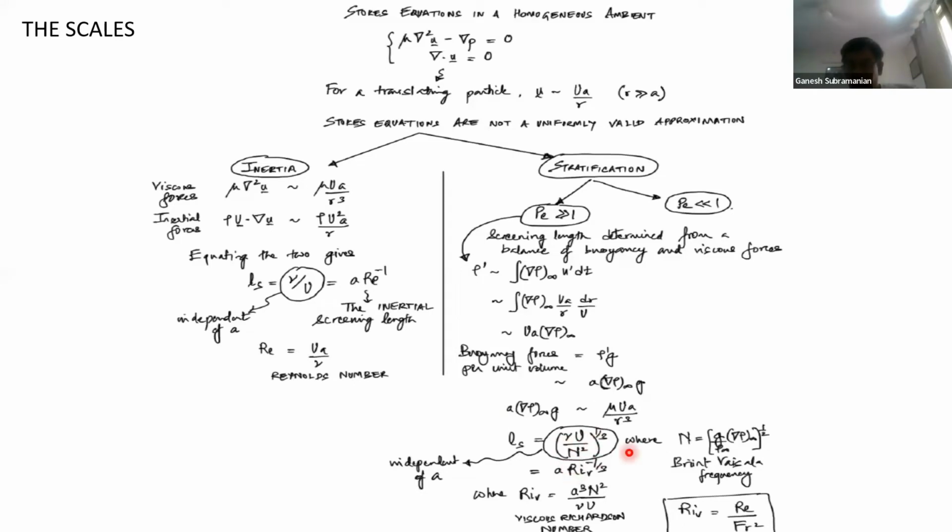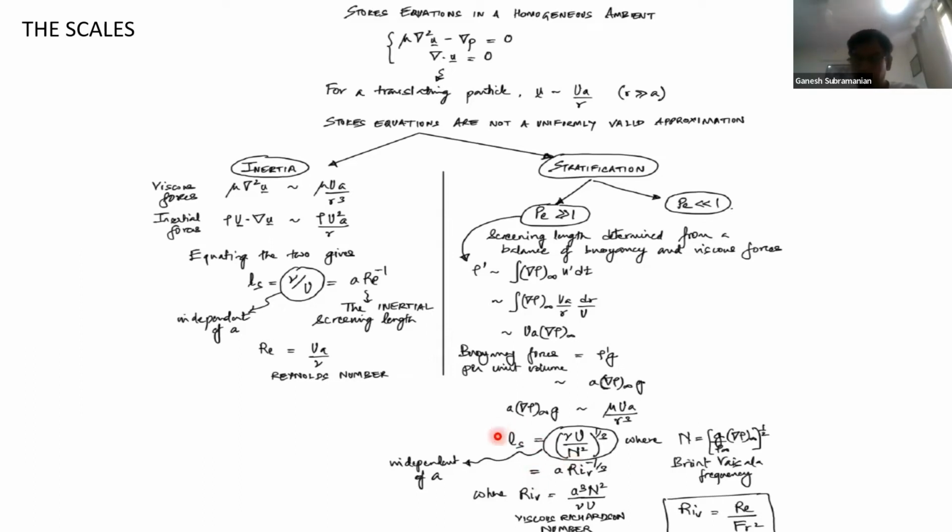Okay, so you can write grad rho infinity here in terms of the Brunt-Väisälä frequency. And so this is where you get a new dimensionless parameter. So if I again try to write the stratification screening length in units of A, then I get a new dimensionless parameter under the cube root, which I call the viscous Richardson number. So it's the viscous Richardson number that really governs the relative importance of viscous and stratification forces.